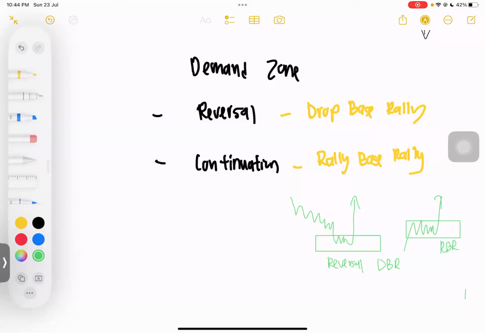If you don't have any questions on the supply and demand, I will continue on the support resistance. For the support resistance, any questions? You can ask right now on the supply and demand. Do you feel confused?